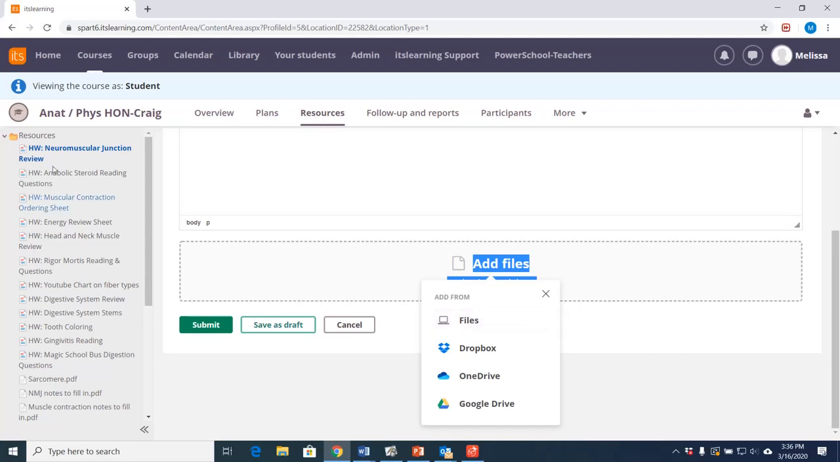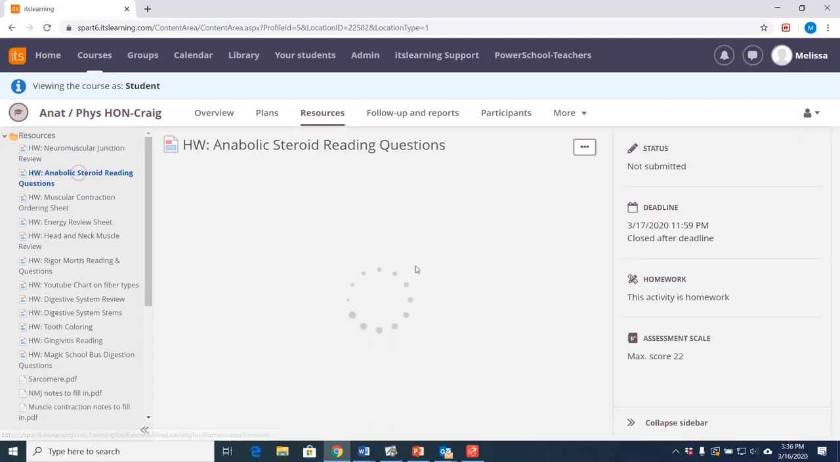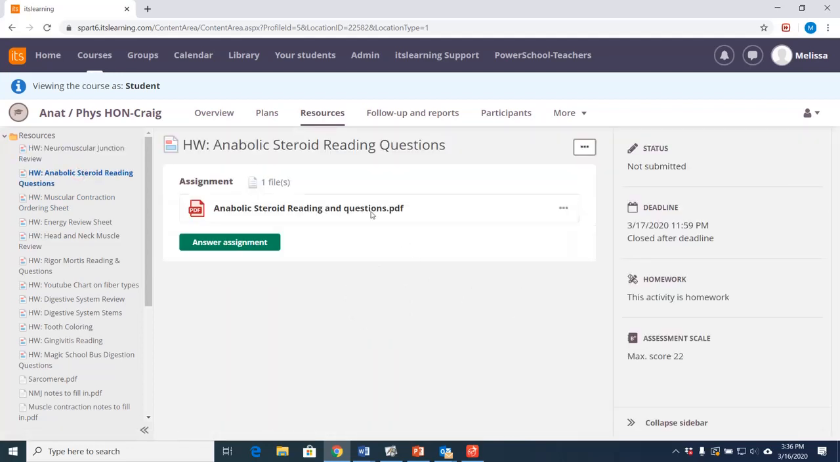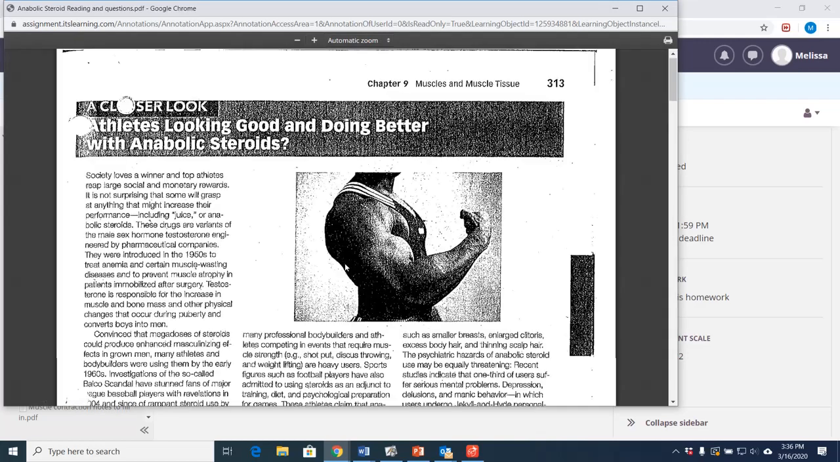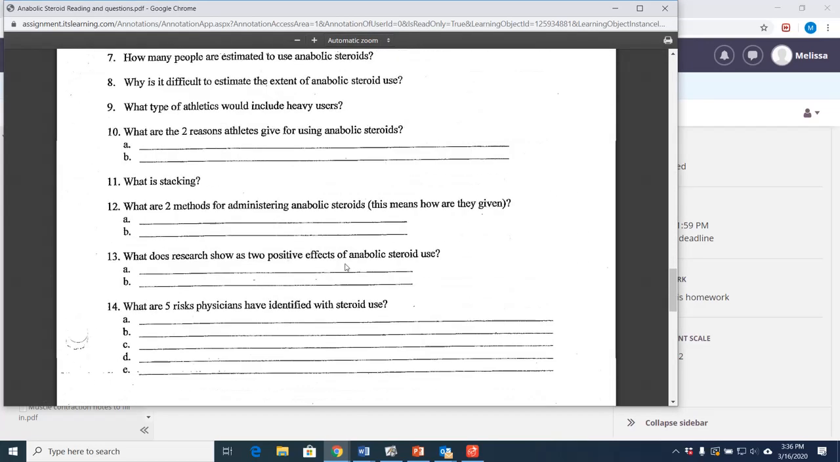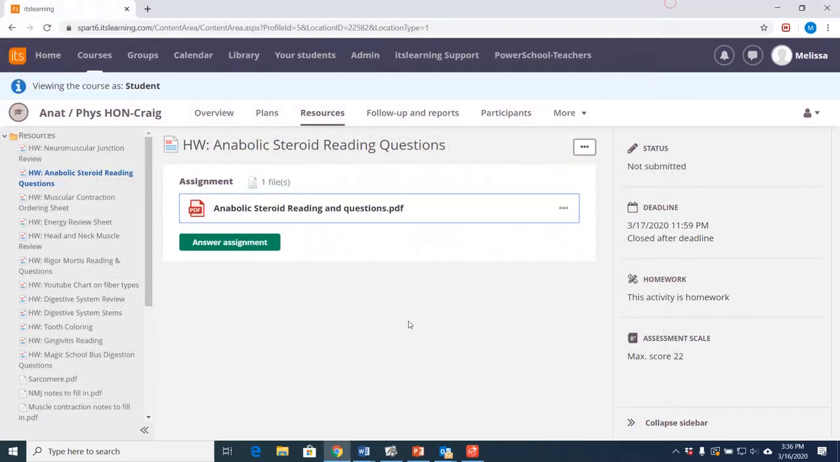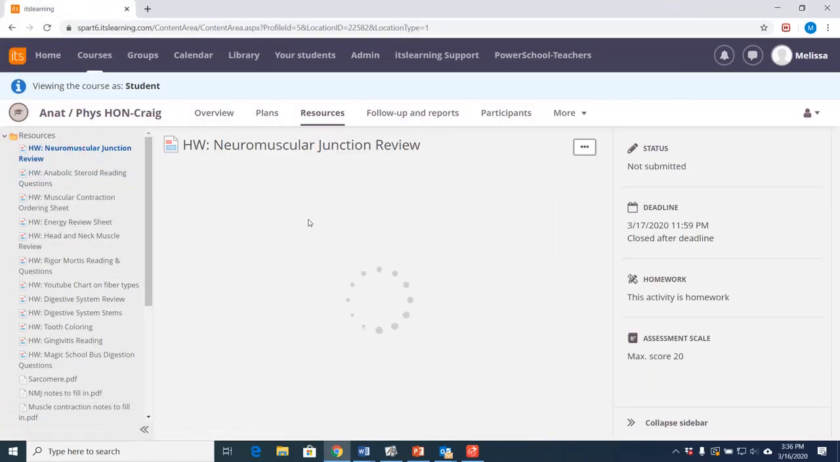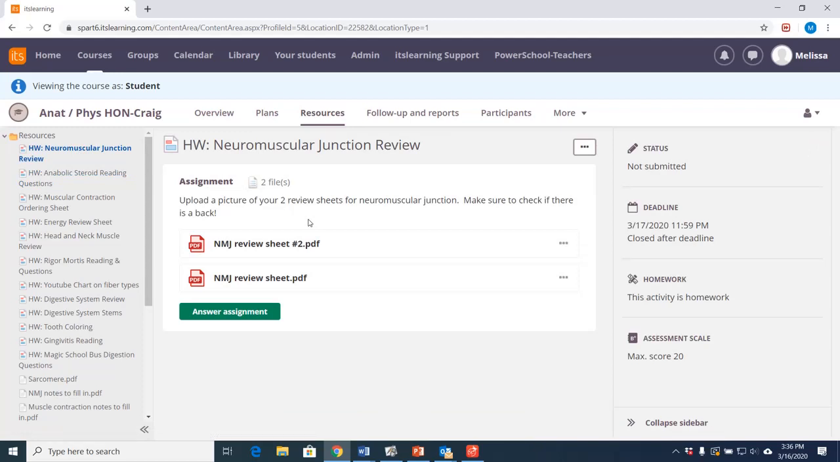So download the app, and you'll do the same thing with the anabolic steroid reading questions. You have the article, you have the questions, answer those, take a picture of it, and upload it, and I will grade those as well. After the deadline, I will upload the key to the review sheet so you can stay on track and make sure that you're getting the answers right. Again, I will let you know by Remind when I have assigned a quiz or a test. I've just got to figure all that out through It's Learning. So give me a little bit of time.